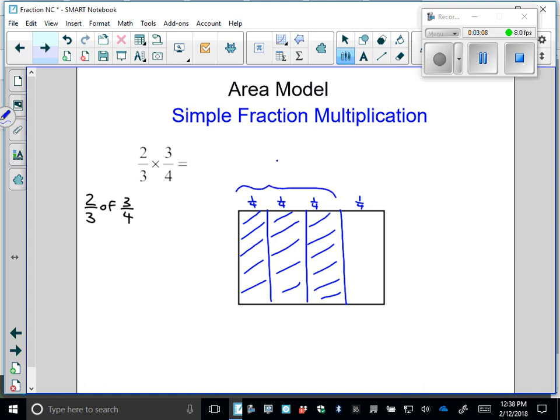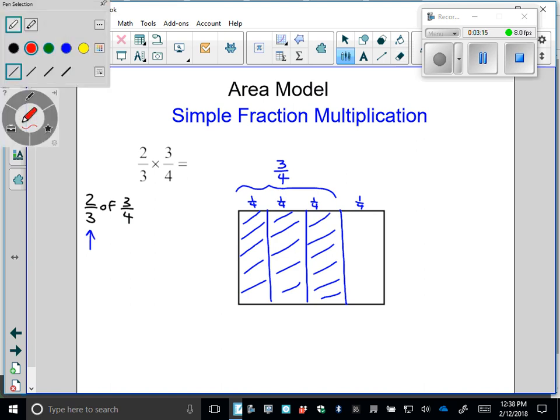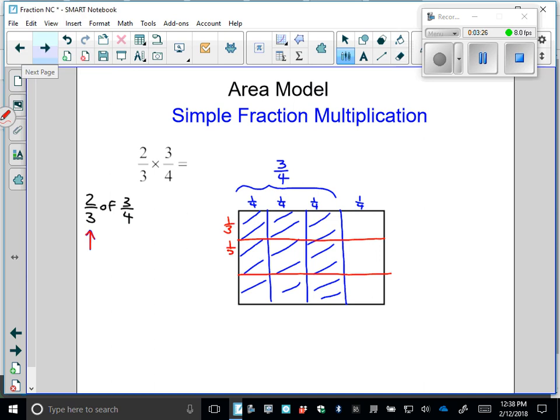Because altogether that's 3/4. Now I'm going to do 2/3 of the 3/4. So I have to take my rectangle and divide in the opposite direction. That's a third, that's a third, and that's a third. So this is 2/3. So I'm going to shade 2/3 of the 3/4.